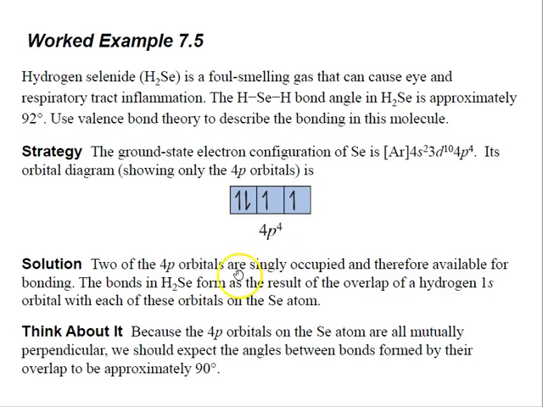Therefore, the bonds in our hydrogen selenide form as the result of the overlap of a hydrogen 1s orbital with each of these orbitals on the selenium atom. And then one thing to remember is because the 4p orbitals on the selenium atom are all mutually perpendicular, we should expect the angles between the bonds formed by their overlap to be approximately 90 degrees. So just an application of that.